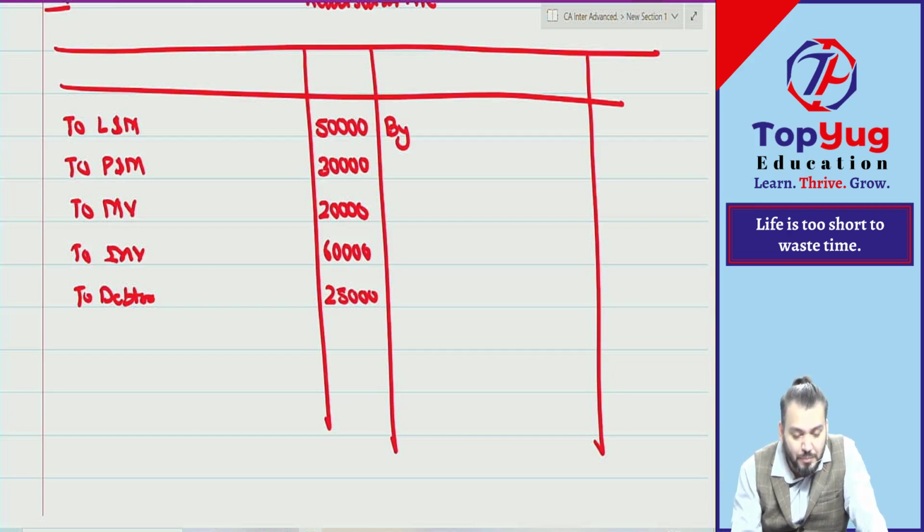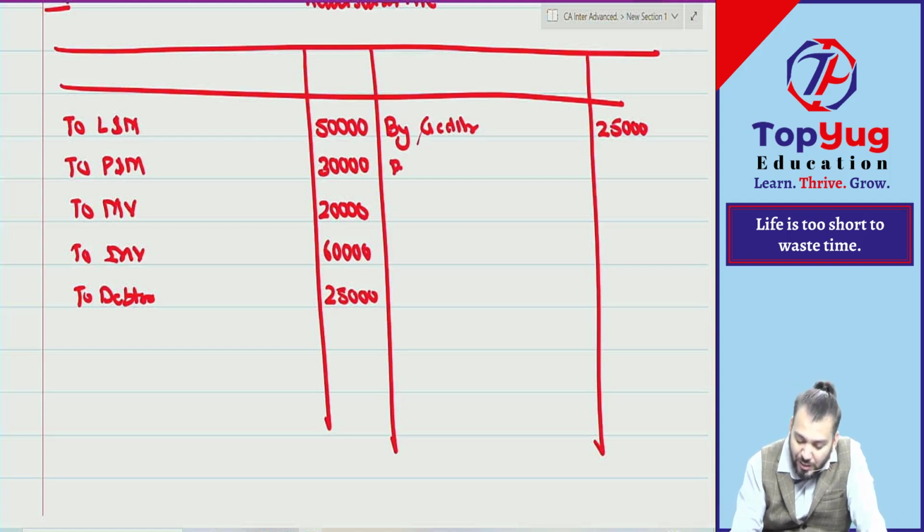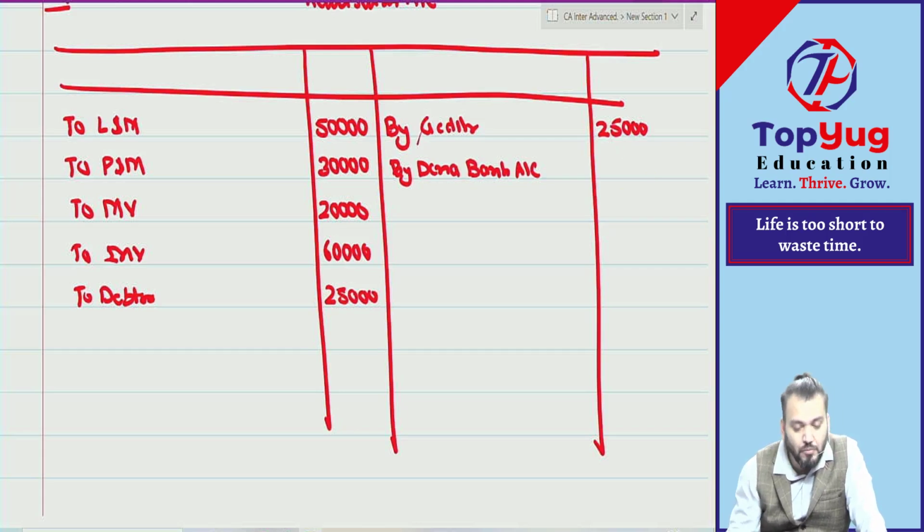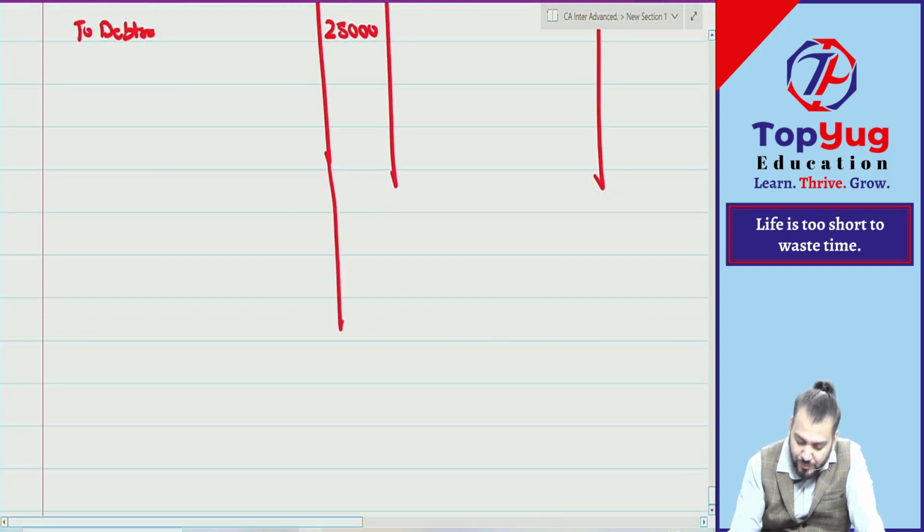Correct. Then they have given creditor. By creditor how much? 25,000. Correct. Now there is one more. The creditor is given on Dena Bank account, so Dena Bank account will be taken over. But we don't know right now the balance, so we can leave it right now. Now we'll prepare Dena Bank account. Then they have given long term liability, but that is not taken over. Okay, done.